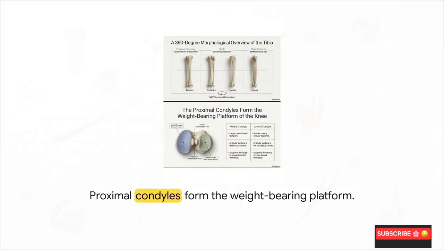The proximal end is heavily expanded, creating this robust weight-bearing platform for the knee. And it's totally asymmetrical. The medial condyle is much larger, it's got an oval footprint, and the articular surface is distinctly concave. Why? Well, it needs to securely cradle the larger, C-shaped medial meniscus. The lateral condyle, on the other hand, is smaller, nearly circular, and flat or even slightly convex, because it supports the much more mobile lateral meniscus. This physical mismatch is exactly what dictates the complex biomechanics of knee rotation.